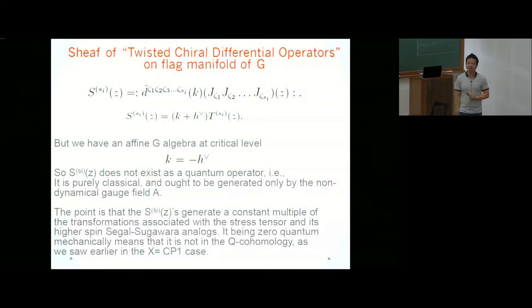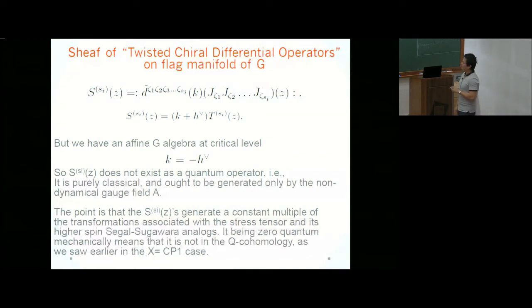But now, this is the tricky part, or rather the interesting part. Recall that we have an affine algebra at critical level, which means that k equals minus h^v, which then means that if you look at this expression, it's zero. But this expression is a quantum definition of this guy. So how do we interpret this? It means that this Sugawara operator does not exist as a quantum operator. Its transformation on any field at the quantum level is zero. So it is a purely classical object and ought to be generated by the non-dynamical gauge field A, because this guy is just a background field with no fluctuations.